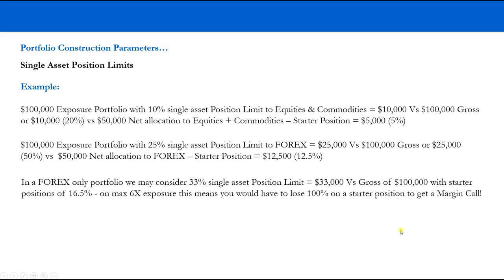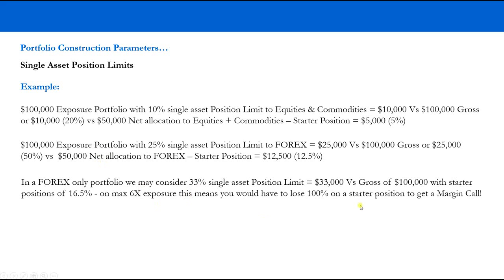Now this means we'll also have a starter position of half that, of 16.5%. So $16,500 when we initially take a starter position. And this works out quite nicely because on a max 6 times exposure portfolio, this means you'd have to lose 100% on a starter position in order to get a margin call, which is basically very, very close to impossible in the Forex markets.